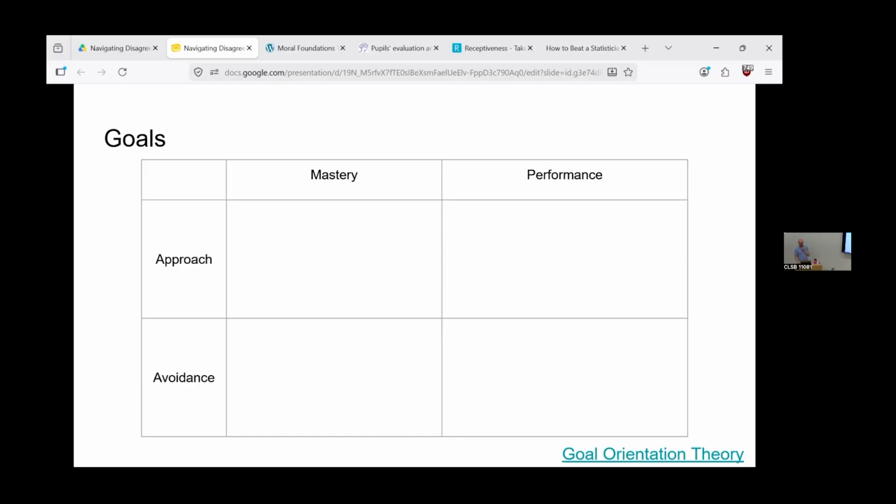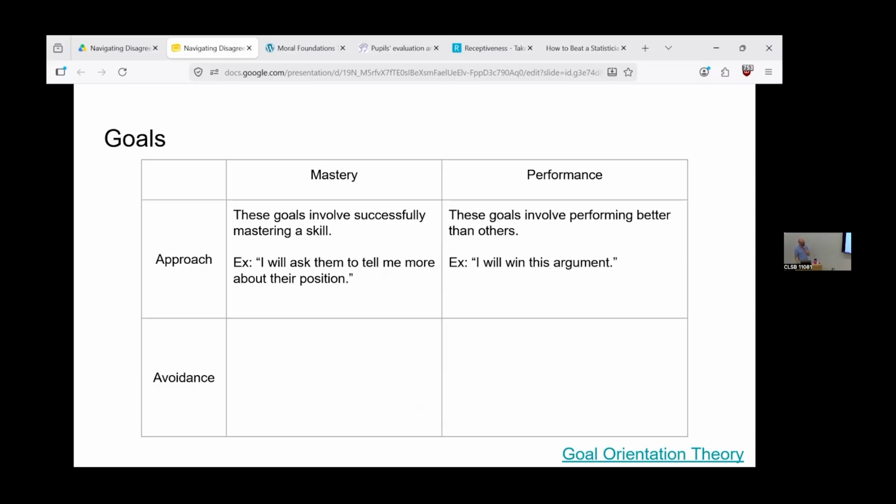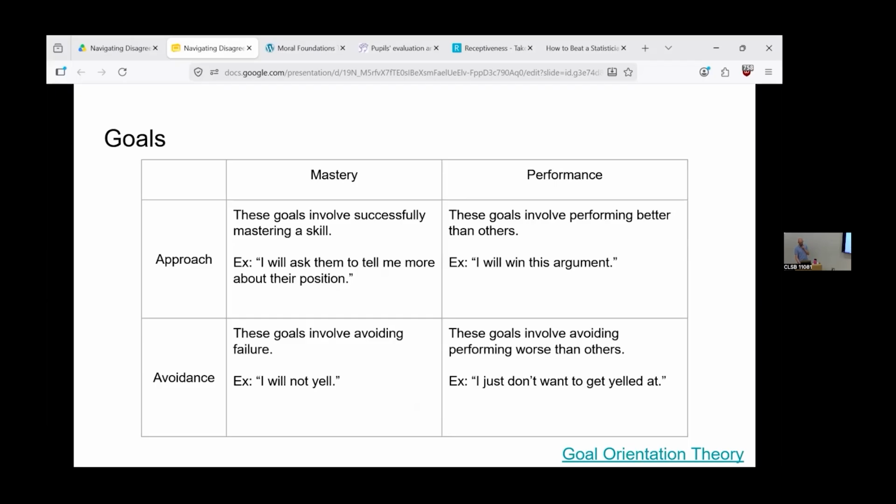So we can make a 2x2 table for these. For mastery approach goals, we want to successfully master a skill. Like I'll ask someone to tell me more about their position. For performance approach, we want to outperform other people. So like I will win this argument. For mastery avoidance goals, we focus on avoiding failure. Like I won't yell. And for performance avoidance goals, these are about avoiding performing worse than others. Like I just don't want to get yelled at.